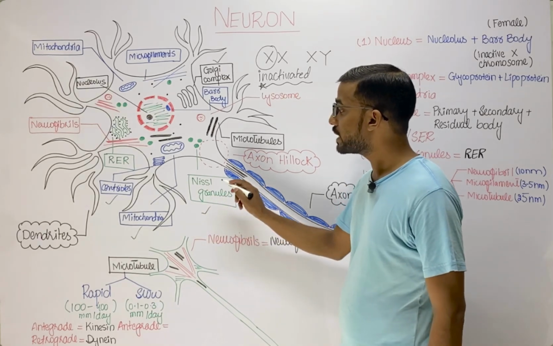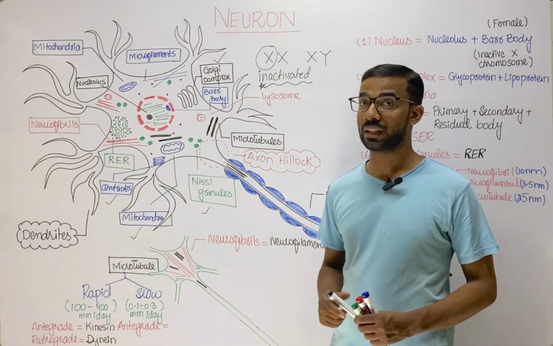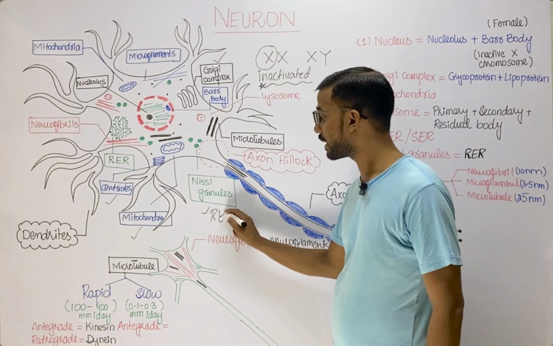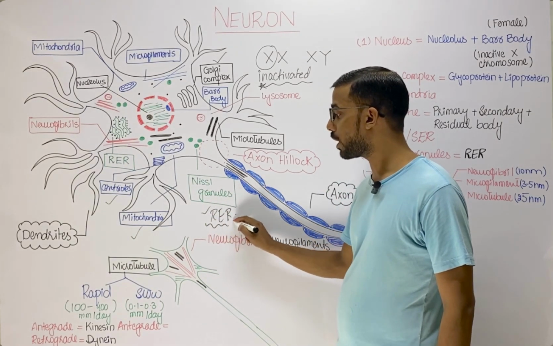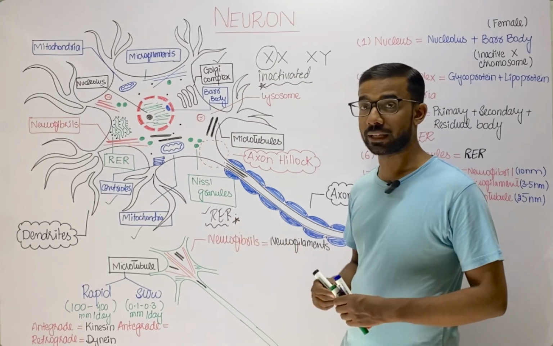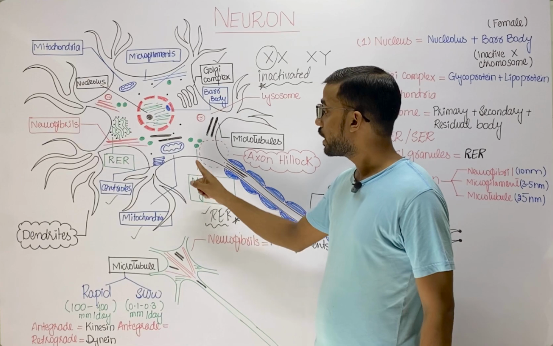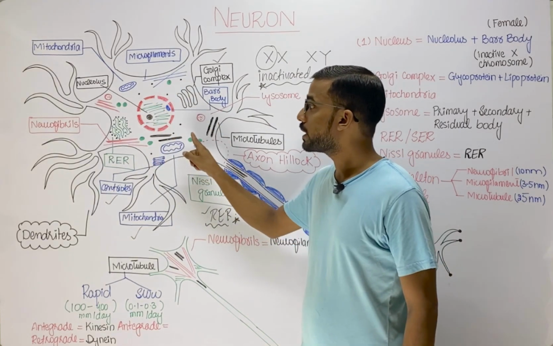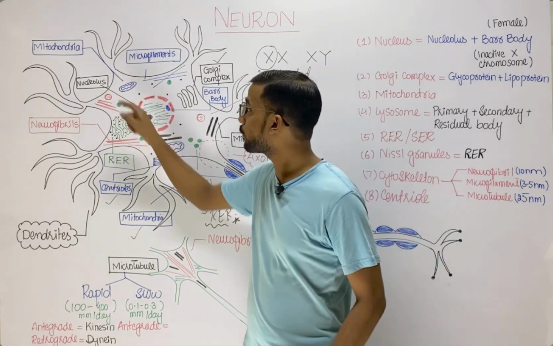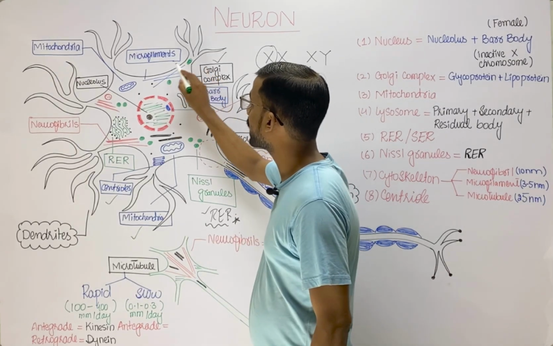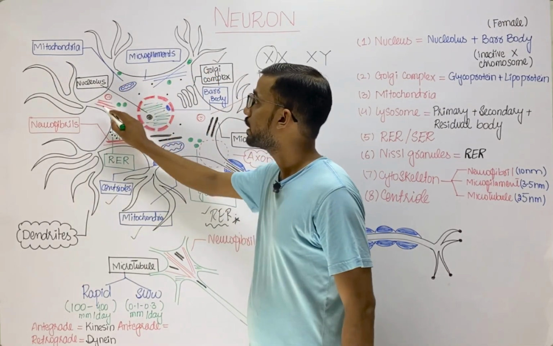Next is the mitochondria, an important component of energy production inside the cell. And next are the Nissl's granules, most important. These are the granules of the rough endoplasmic reticulum. The endoplasmic reticulum has ribosomes on it. These Nissl's granules are spread all through the cell body and at the proximal parts of the dendrites also.